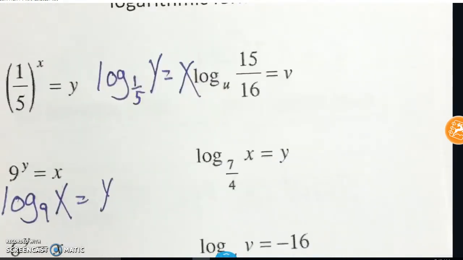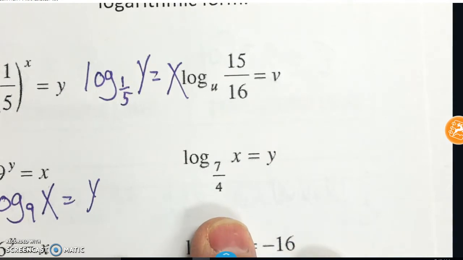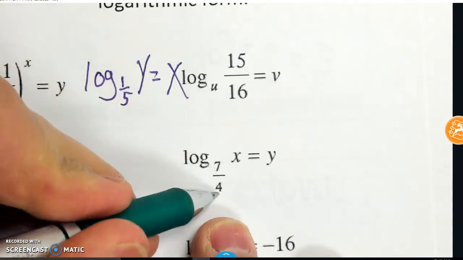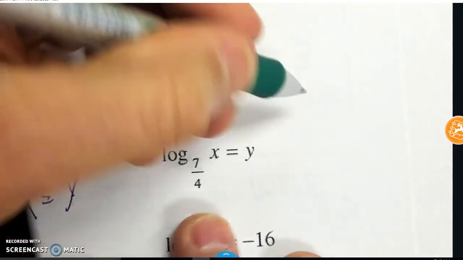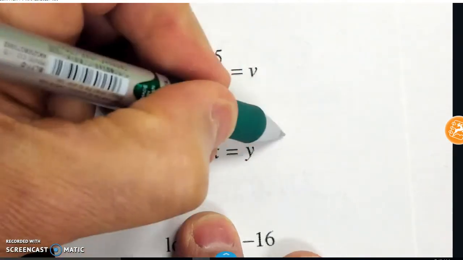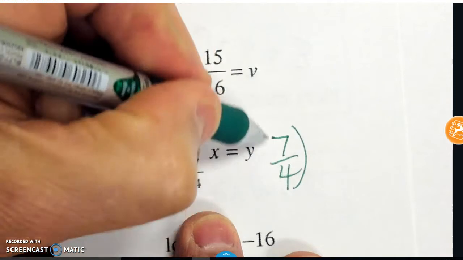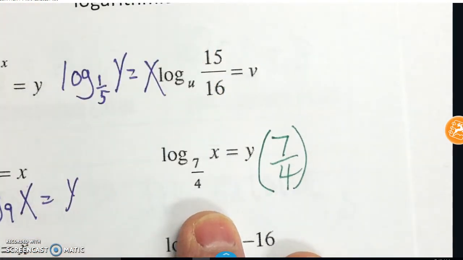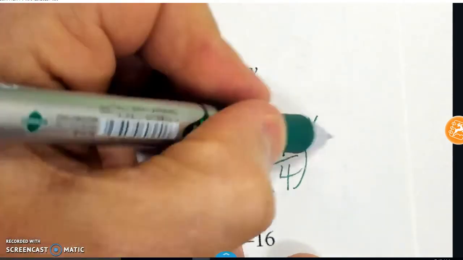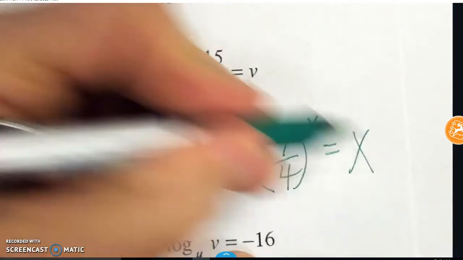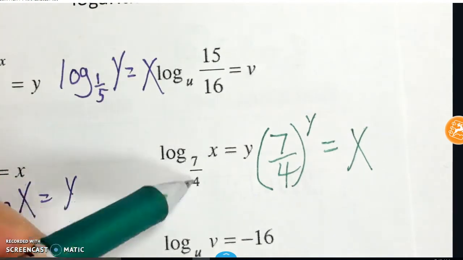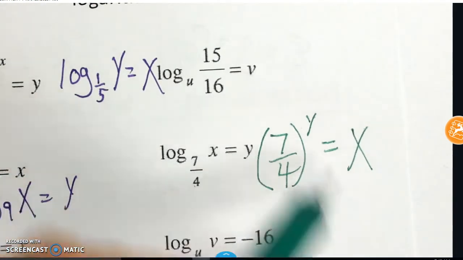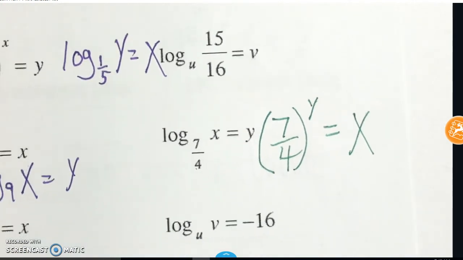So let's try another one. Let's try the log here. So this is log base 7/4, which is this really strange base, of x equals y. So the base is going to stay the same. So we have 7/4. I'm just going to put that in parentheses just to remind myself that that fraction is the base. The exponent is y, and that's going to equal x. So notice the base stays the same, and the x and the y sort of change positions. It's kind of a visual way I think about it.